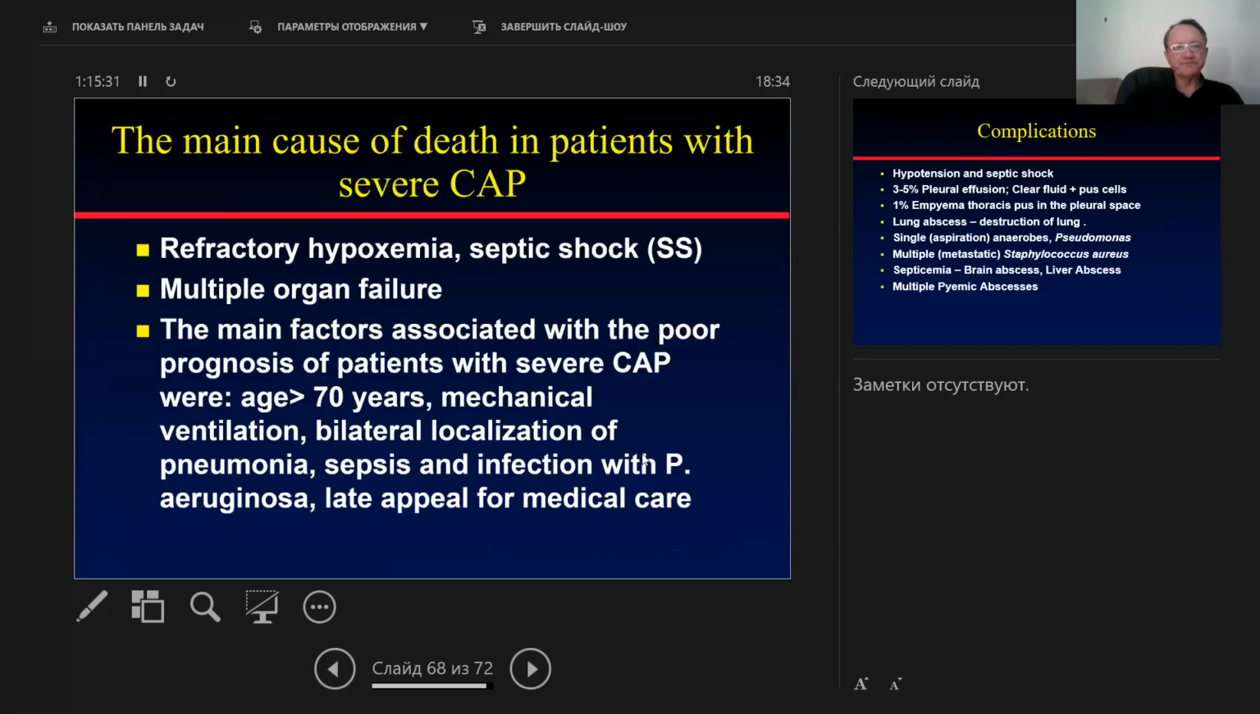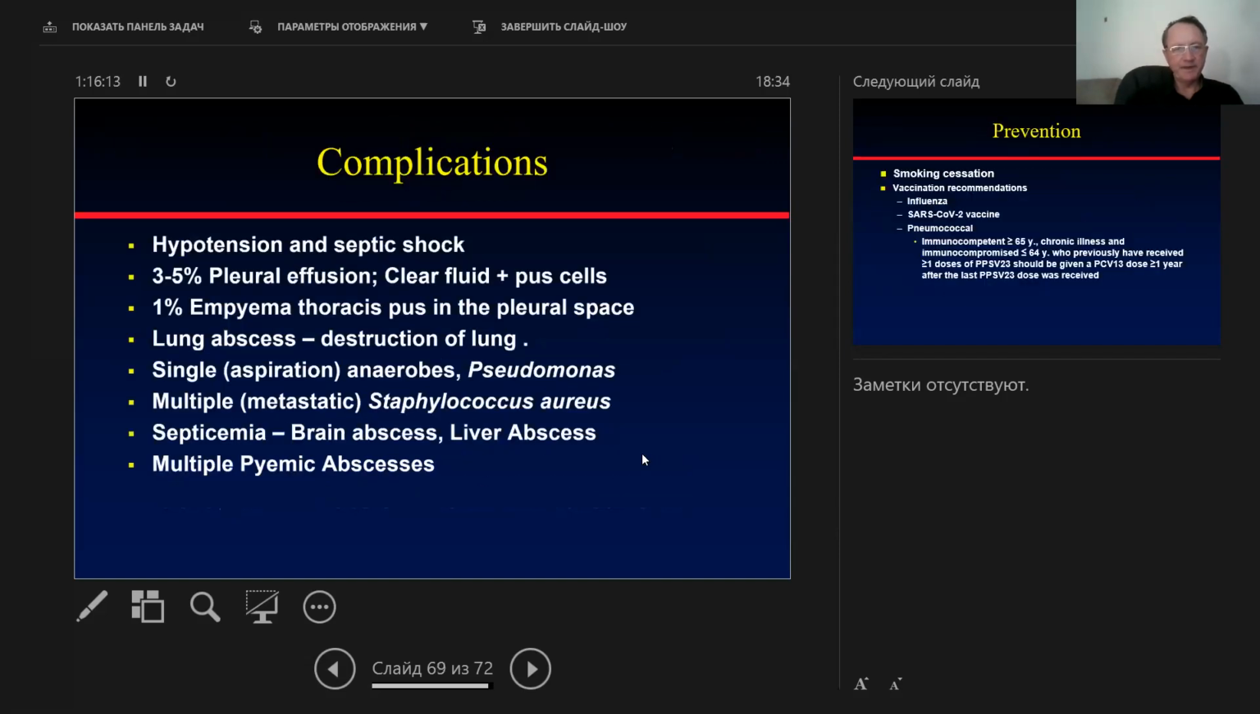So the main causes of death in patients with severe community-acquired pneumonia include refractory hypoxemia, septic shock, and multiple organ failure. The main factors associated with poor prognosis in patients with severe community-acquired pneumonia are age, mechanical ventilation, bilateral localization of pneumonia, sepsis, infection with Pseudomonas aeruginosa, and late presentation for medical care. Complications: hypotension and septic shock, pleural effusion, empyema, lung sepsis, multiple metastasis of Staphylococcus aureus septicemia, multiple pyemic abscesses.